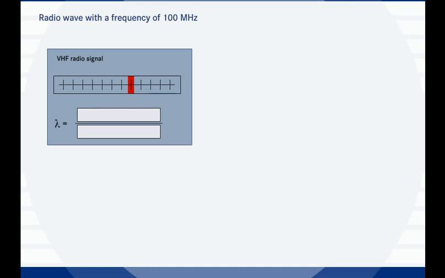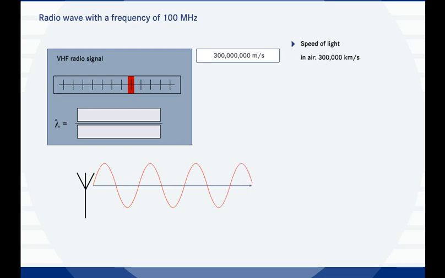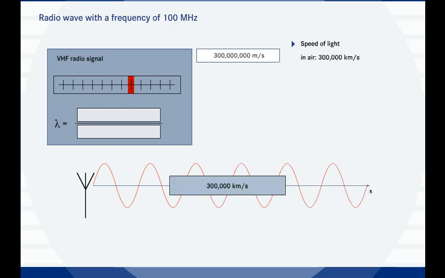Just as you can calculate the wavelength of a sound, you can also determine the wavelength of a radio signal, a VHF radio signal, for example. The speed of propagation of radio waves and light in air is about 300,000 kilometers per second. That's the speed of light. Now use the formula from before to calculate the wavelength of a radio signal of a frequency of 100 megahertz.